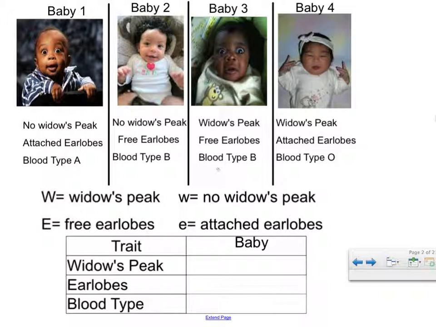Baby 4 has a widow's peak. What's the genotype? They're all W's. Dominant W, recessive W, or dominant dominant W. Baby 4 has attached earlobes. Recessive, recessive. And baby 4 has a blood type of O. So far, so good? All right.